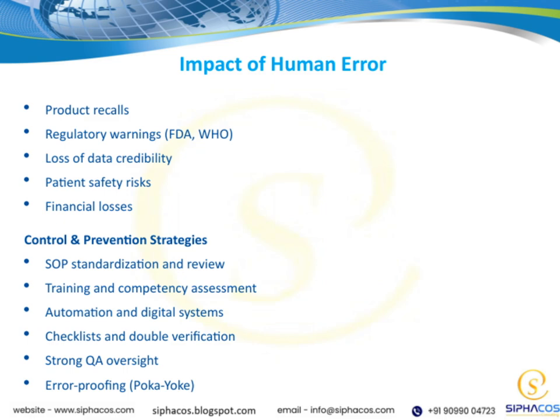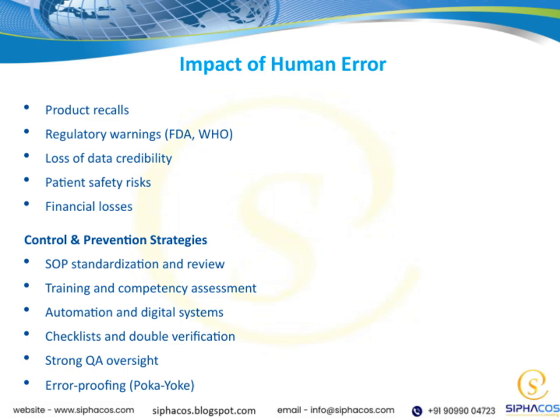That's where control and prevention strategies come into play. Standardizing and reviewing our SOPs, or standard operating procedures, helps ensure everyone follows the same steps consistently. Providing thorough training and assessing competency keeps staff prepared and alert. Automation and digital systems are powerful tools to reduce human involvement in routine tasks, minimizing errors. Checklists and double verification processes act as safety nets, catching mistakes before they reach the patient.